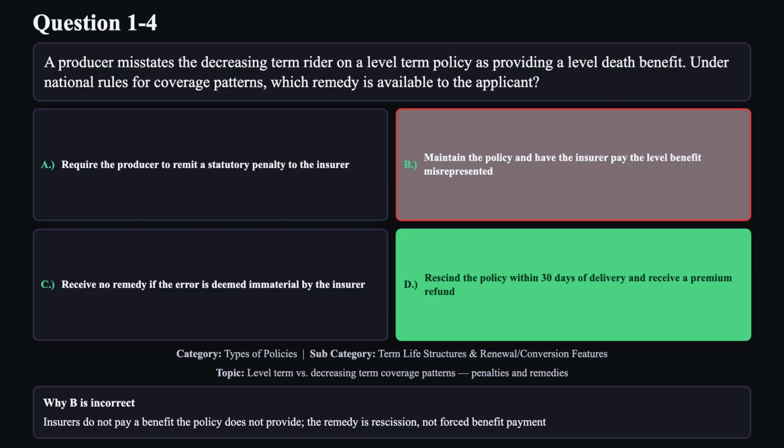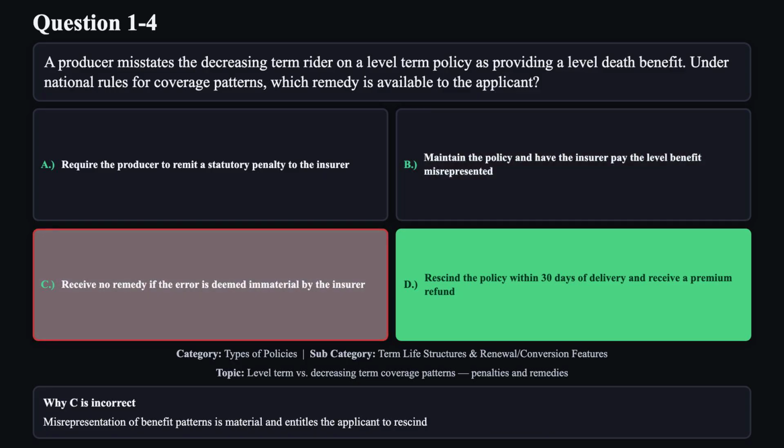Reason B is not correct. Insurers do not pay a benefit the policy does not provide. The remedy is rescission, not forced benefit payment. Reason C is not correct. Misrepresentation of benefit patterns is material and entitles the applicant to rescind.